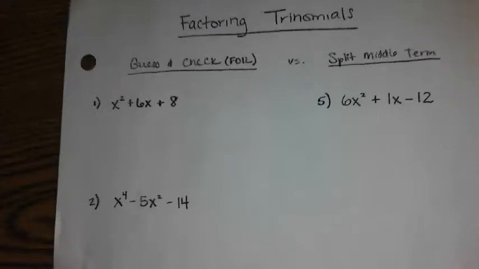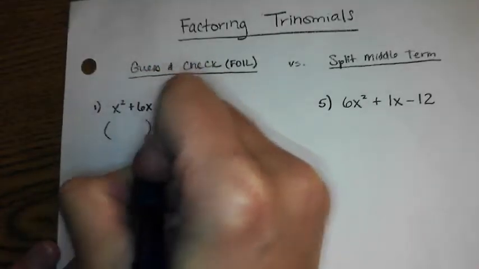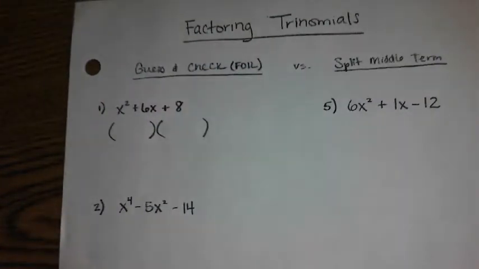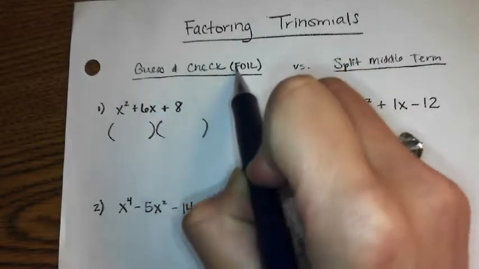Reverse FOIL. Okay? FOIL is technically the term for the distribution and the multiplication. Reverse FOIL would be trying to kind of undo this process with two binomials. So, do you know what the F stands for in FOIL?